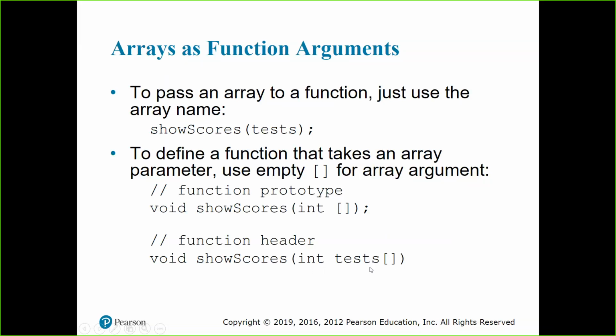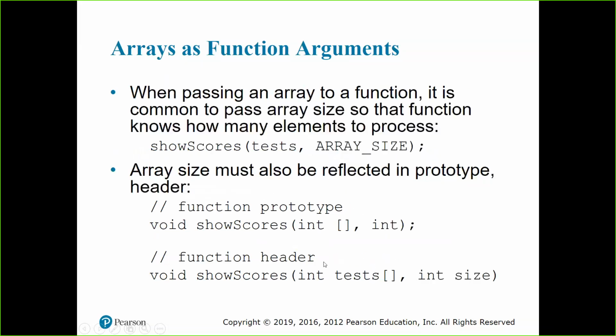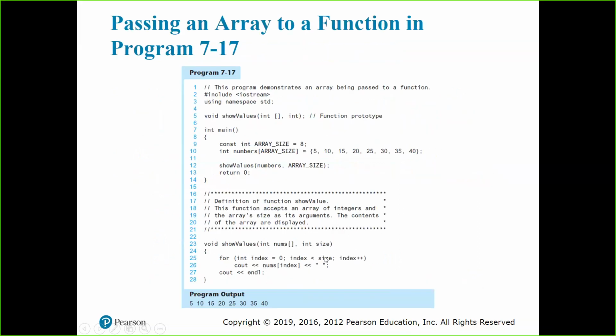You can do it like this also, you can give a name also. So both are possible. And most of the time when we are sending an array to a function, we send the size also, because inside the function when we are accessing the array, we should know the size of the array. So the first argument is the array, the second is the size of the array. You can check this example.